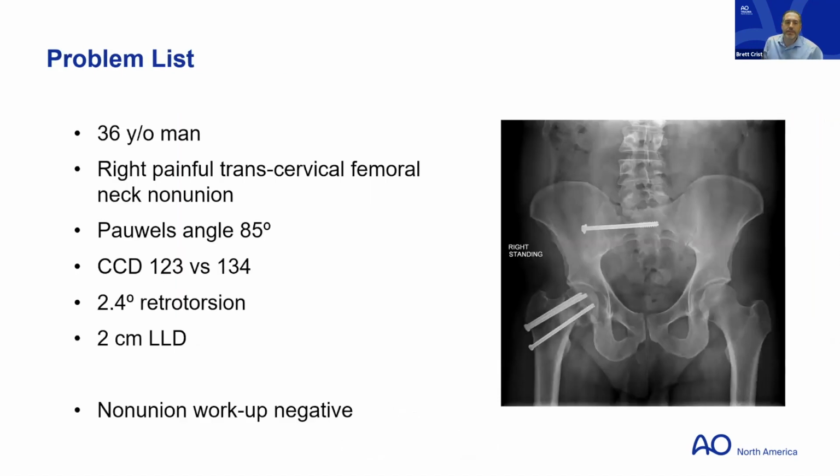And so the problem list: 36-year-old, prior to this an active firefighter, has a painful transcervical femoral neck nonunion, Pauwels angle of 85 degrees. He has about a 10 to 15 degree difference in his CCD angle, some rotational difference from his left side, and approximately a 2 centimeter leg length discrepancy. And I do a metabolic workup for all the nonunions, and it was normal for him.